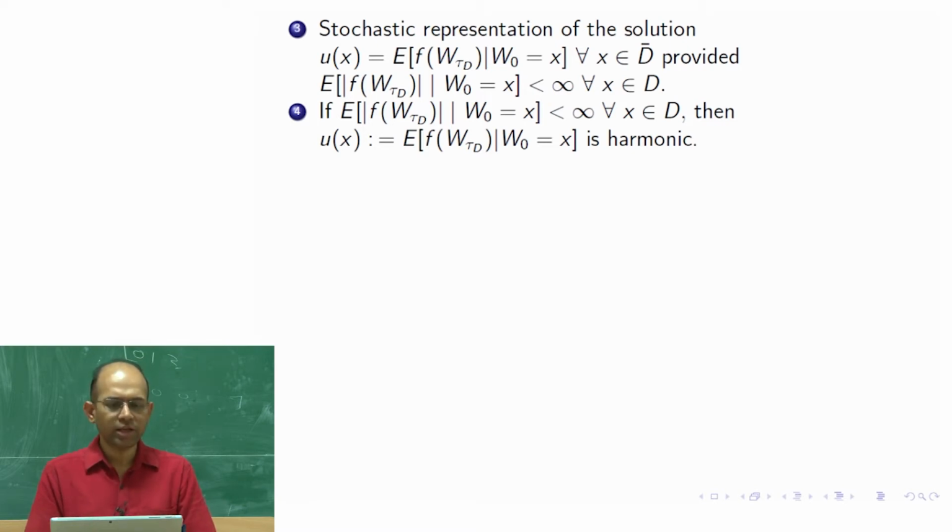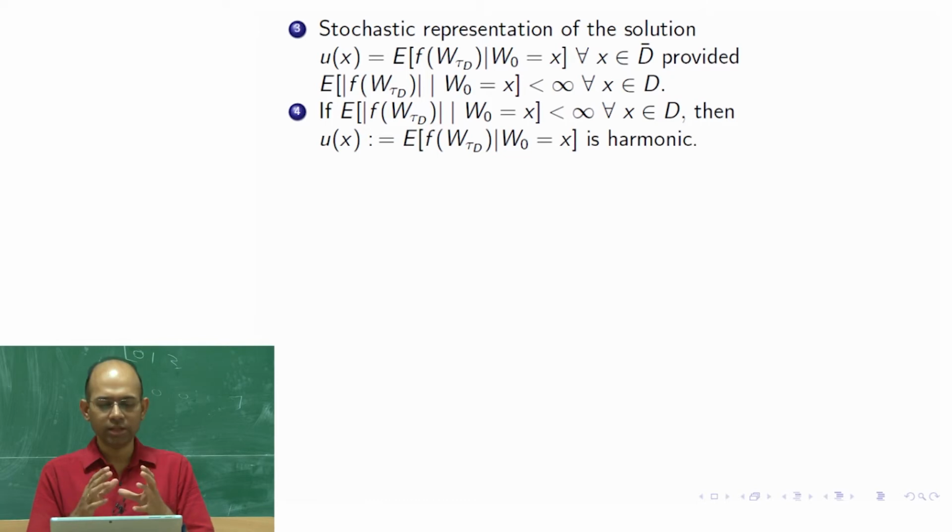Then we can define u of x in this fashion. Okay, we are going to show that this is harmonic. So instead of showing the solution of the PDE has this representation, we are doing it the other way. We are actually considering a special case where this makes sense, and then we are going to show that this function solves the PDE.